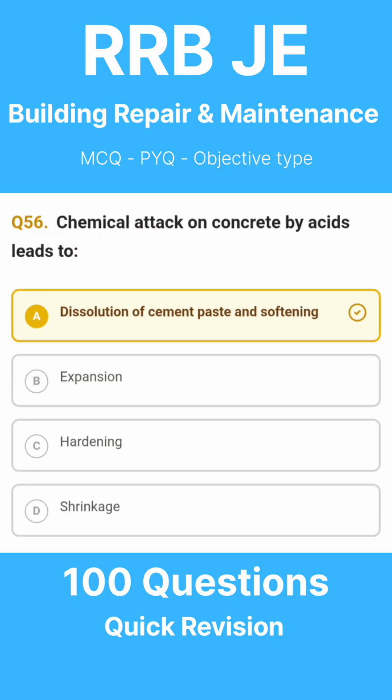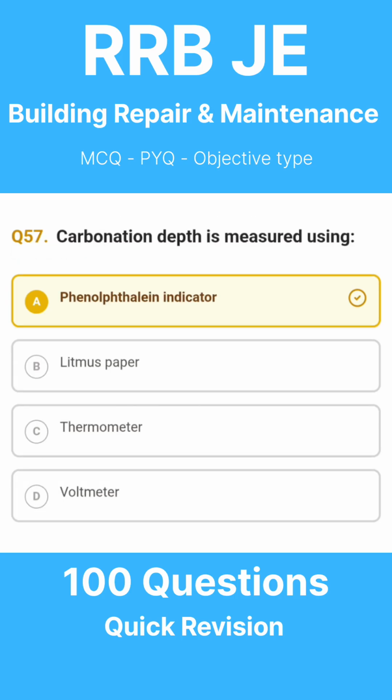Question 56. Chemical attack on concrete by acids leads to. The correct answer is dissolution of cement paste and softening. Question 57. Carbonation depth is measured using. The correct answer is phenolphthalein indicator.